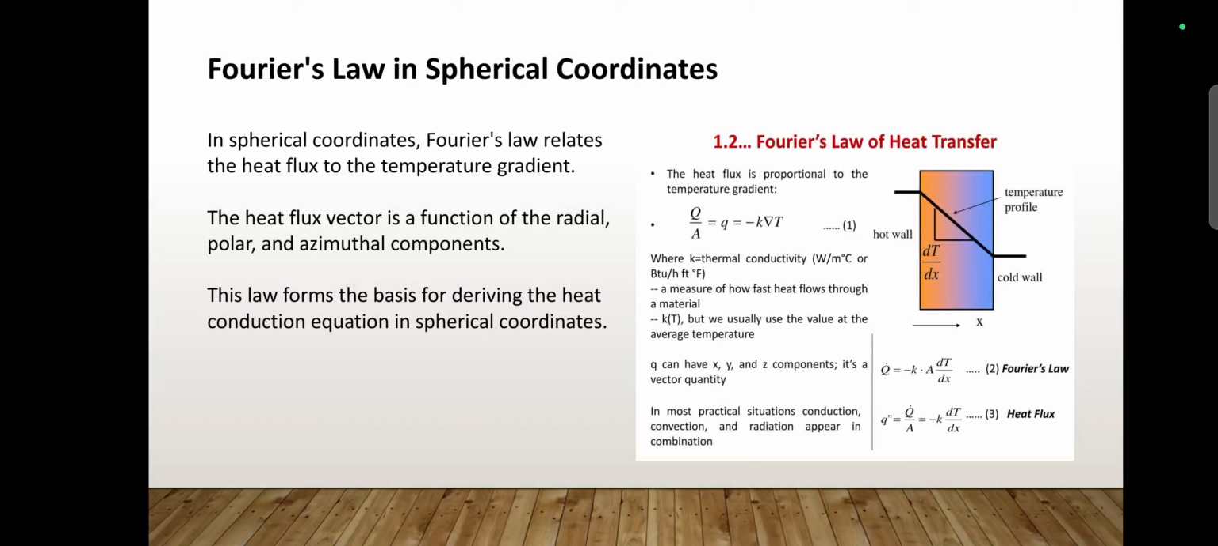In most practical situations, convection and radiation appear in combination. Q equals minus K A delta T by delta X. Q by A equals minus K delta T by delta X. Here we can see the hot wall, the dT by dx, and a temperature profile, and the cooler wall.